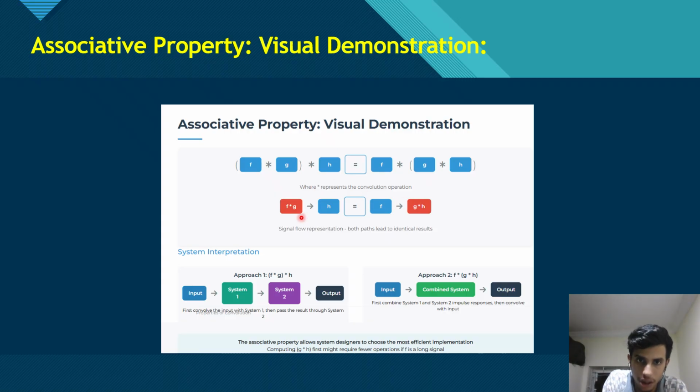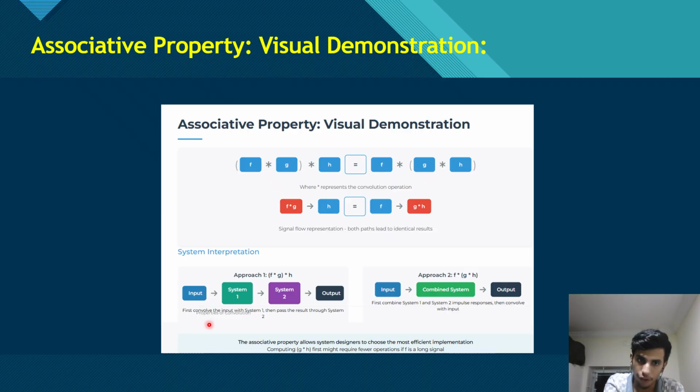f convolution g, when this convolution happens, the signal flows through. Both paths lead to identical results. We will discuss these in two different approaches, approach 1 and approach 2. Let's see approach 1: f convolution g gives one output, and that output is convolved with h.